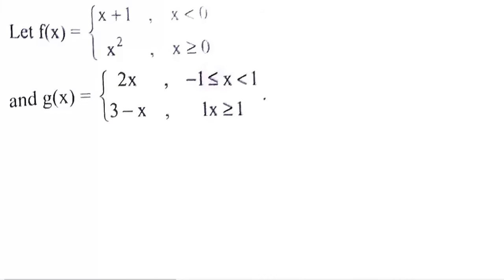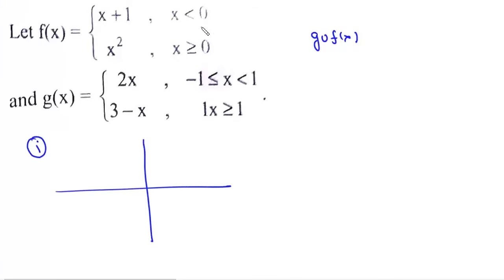Now we'll take this third case where we're given this fx and gx, and we need to find g of fx. Now first we'll use graphical method. We'll draw the graph of fx. Now when x is 0, this is 1. And when x is minus 1, this is 0. So that is the definition of fx. And since 0 is not included, it will be this open interval. And then when x is greater than or equal to 0, this is x square.